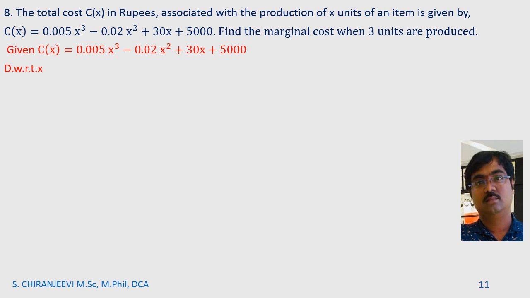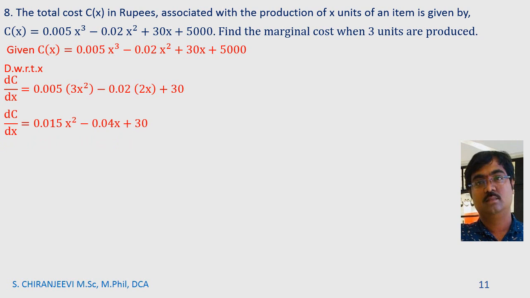Differentiating with respect to x, dC by dx equal to 0.005 will be as it is. Differentiation of x cube is 3x square, minus 0.02 will be as it is. Differentiation of x square is 2x, plus 30. Differentiation of x is 1 and differentiation of 5000 is 0.